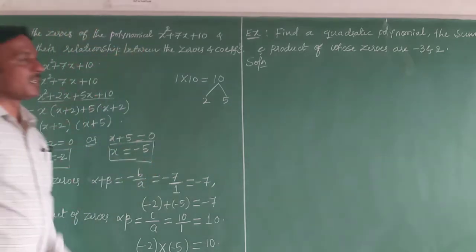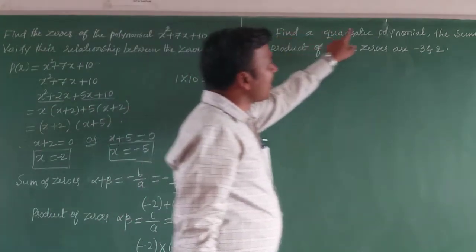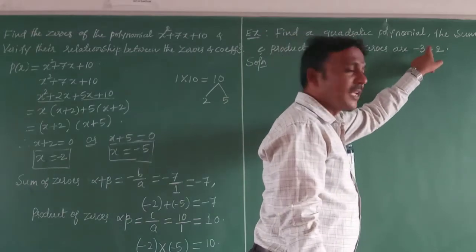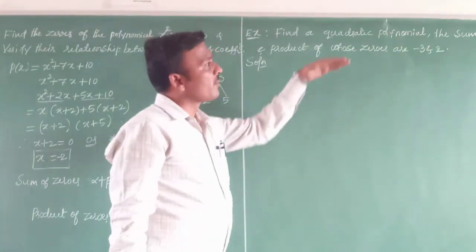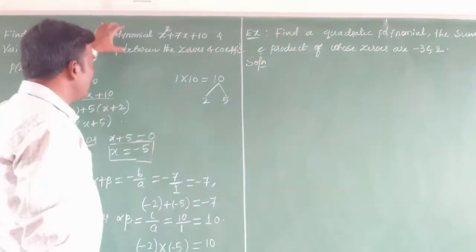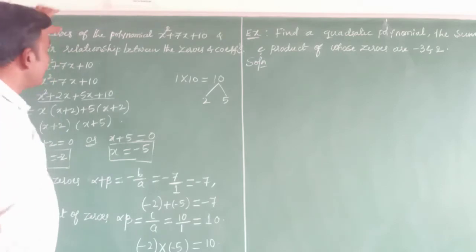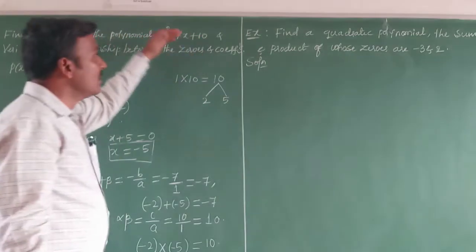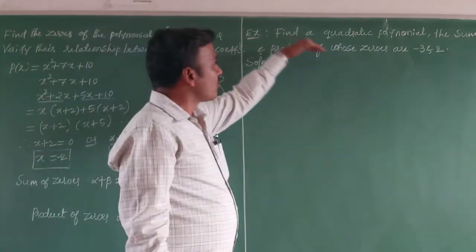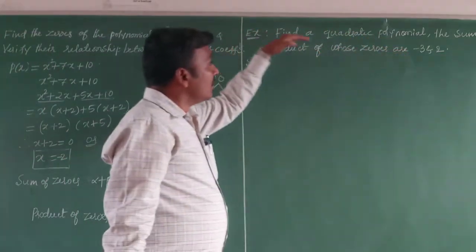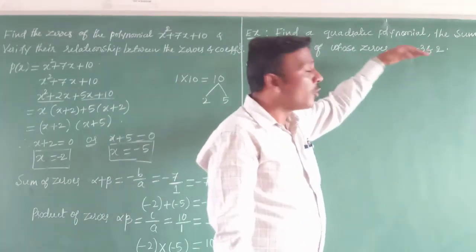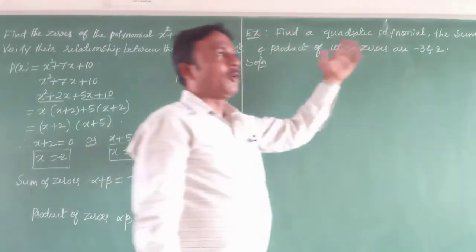One more type of question I will discuss now. Find a quadratic polynomial, the sum and product of whose zeros are minus 3 and minus 2 respectively. In the previous type, the polynomial was given, and you had to find the zeros first and later verify the relationship between zeros and coefficients. Already verified. In this next type, the sum and product of zeros are given directly. No need to find them. We don't know the polynomial, that you have to find.